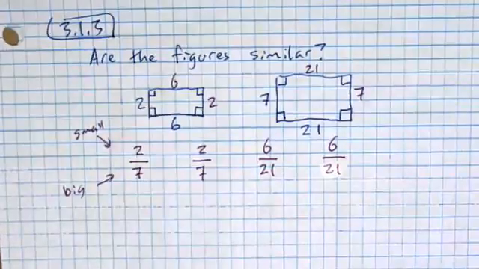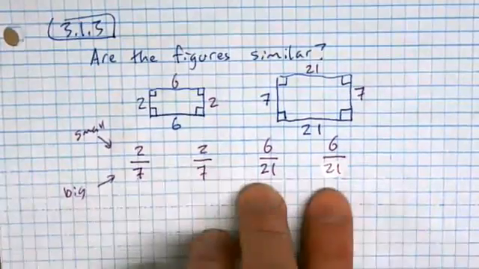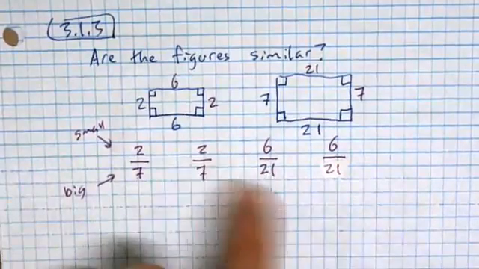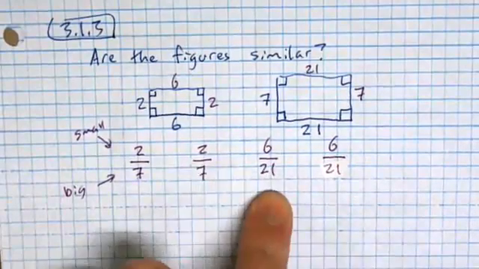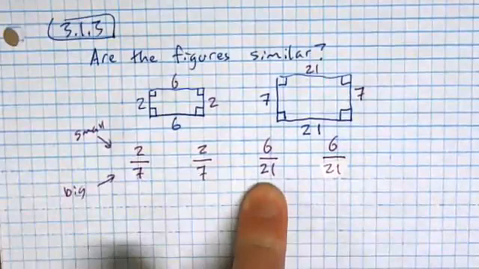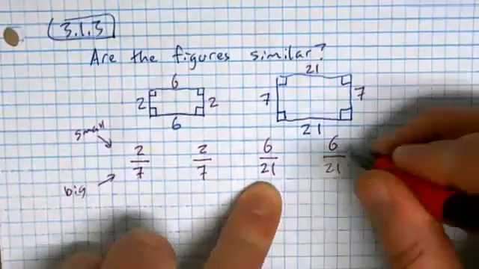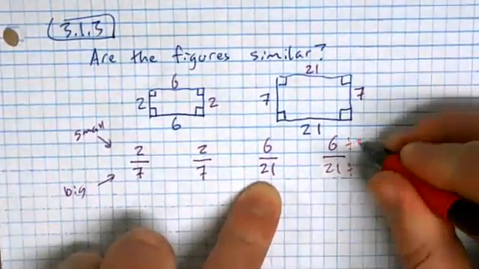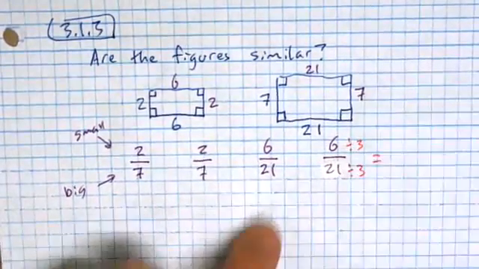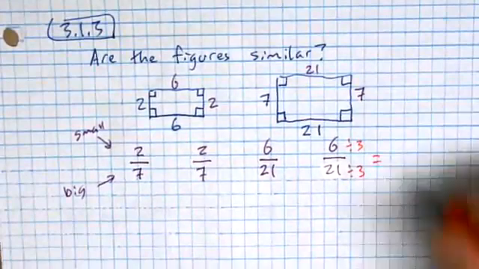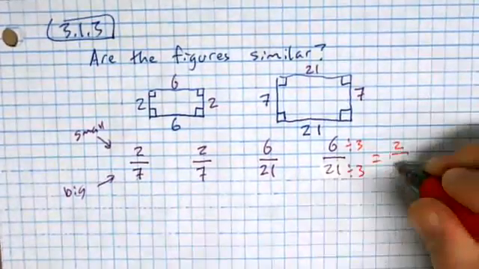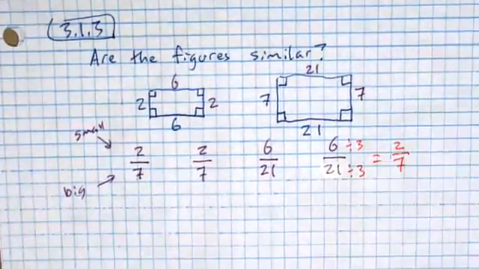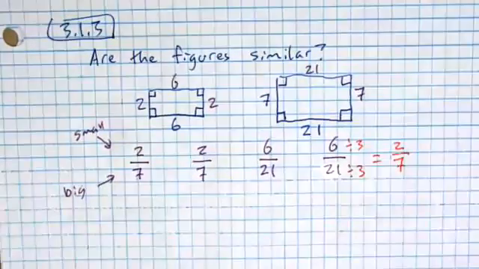So the question is, are all 4 of those fractions the same? These 2 are definitely the same. These 2 are the same, but are these the same fraction? If you reduced 6 over 21, what would you get? What can you divide both 6 and 21 by? You could divide them both by 3. 6 divided by 3 is 2. 21 divided by 3 is 7. Yeah, that would come out to be 2 over 7. And so with this one.